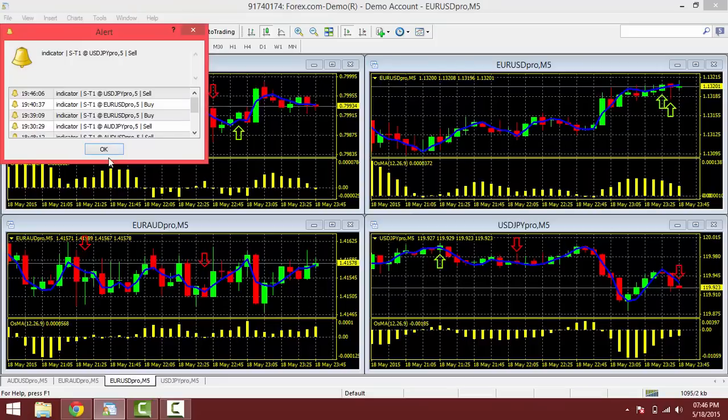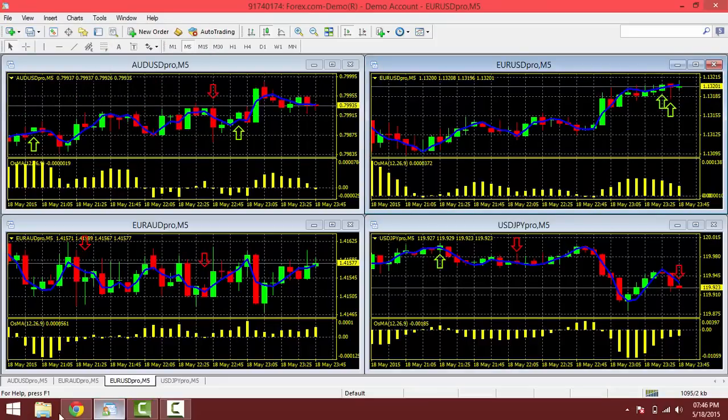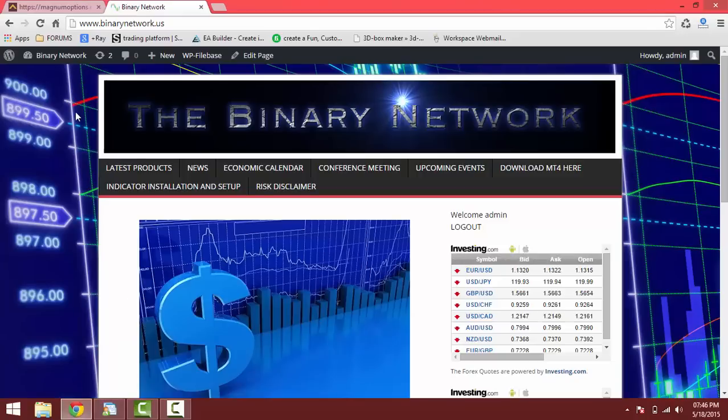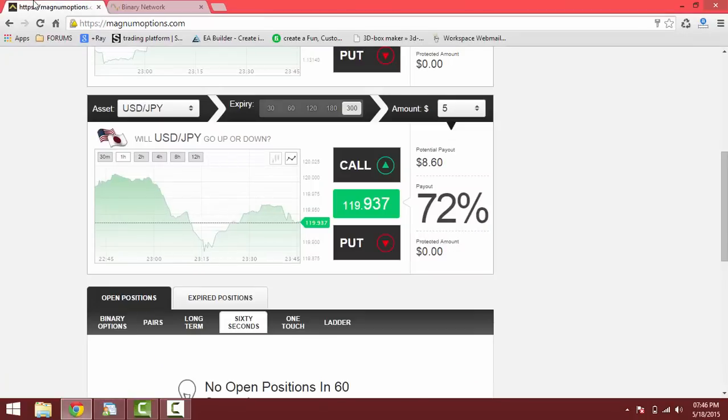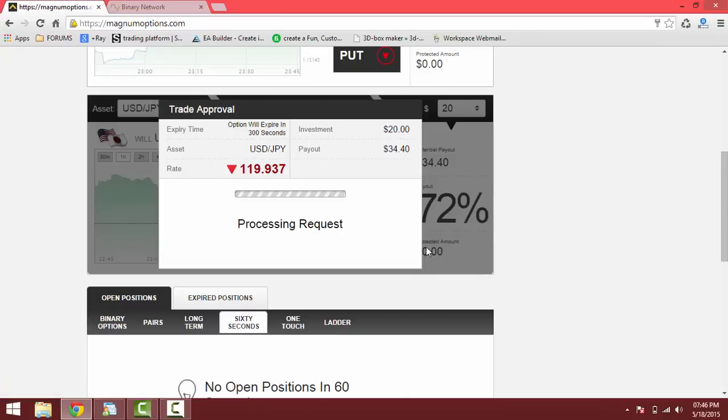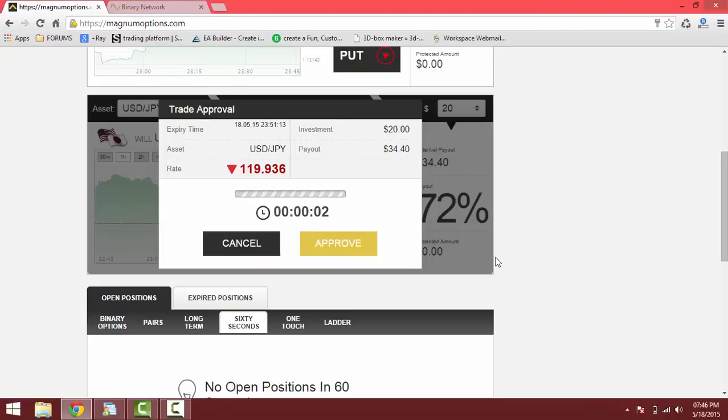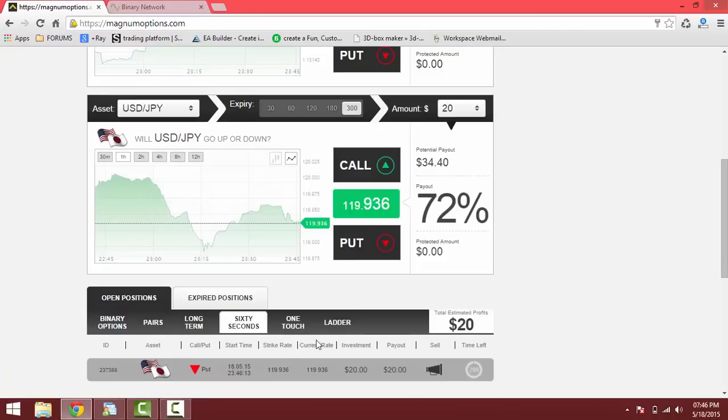So USD JPY, let's see what's going on. It's saying take down. I already knew we were going to go down. USD JPY, so I already saw that coming. We're going to take this trade really quick. Let's take it. All right, so we're going to take this trade really quick and see what happens. We're already going in a negative slope right here.